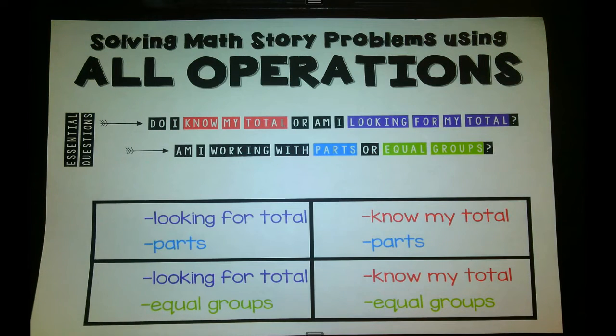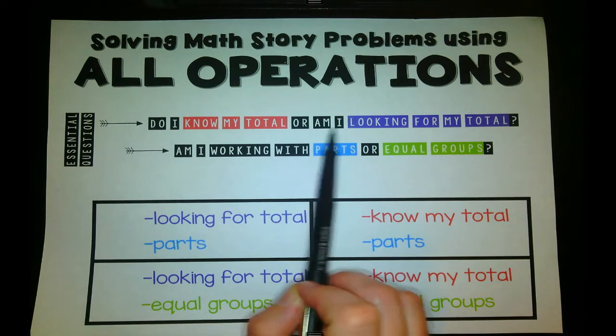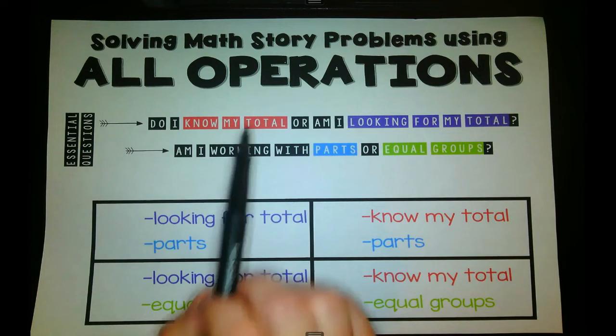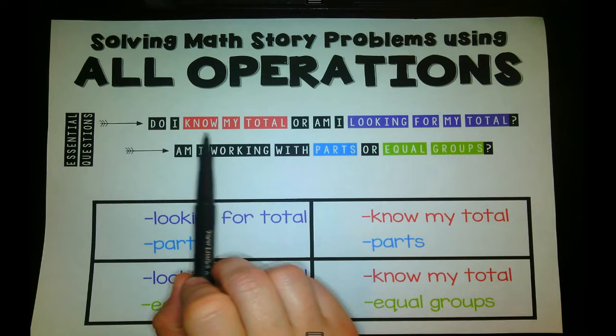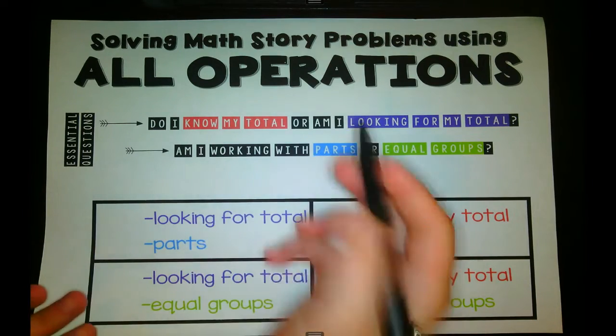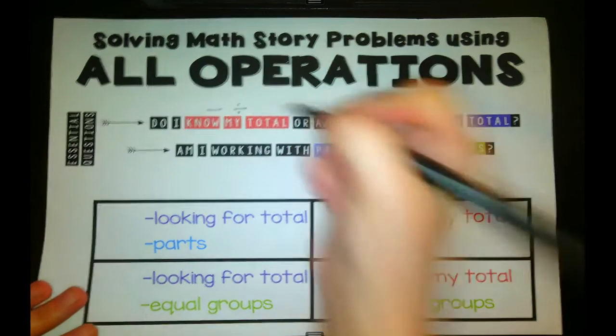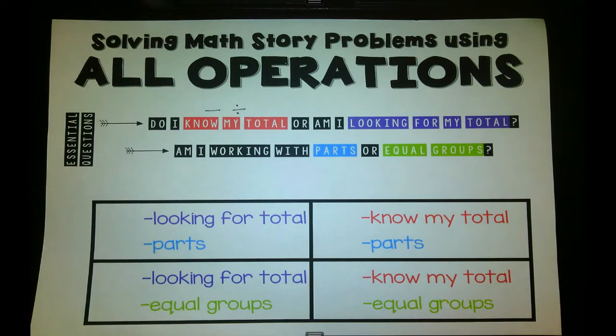When we work with all operations, there's two questions we always ask ourselves to determine which operation we need to solve. The first question is, do I know my total or am I looking for my total? When we know our total, what two operations can we use? If you said subtraction or division, you are correct. When we know our total, we're either going to be giving some away or sharing them amongst other people.